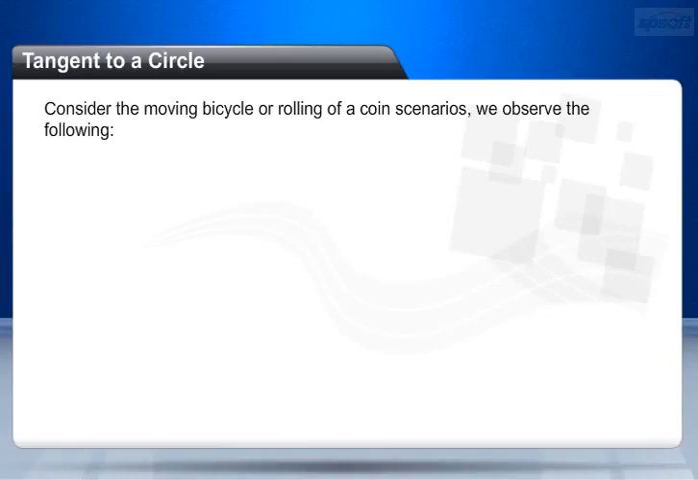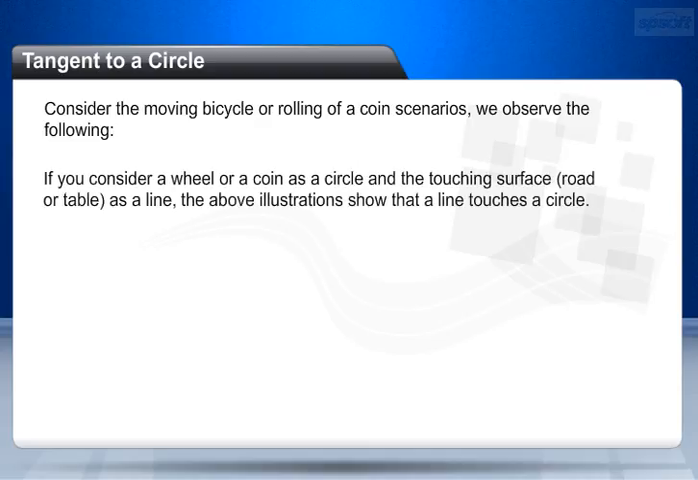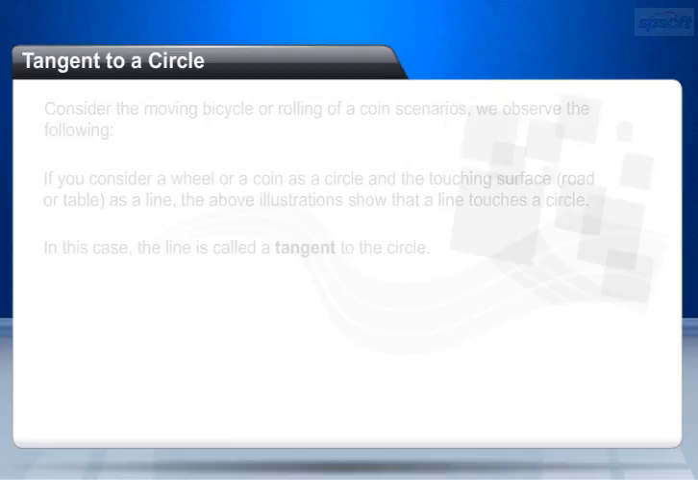Consider the moving bicycle, or rolling of a coin scenario. We observe the following. If you consider a wheel, or a coin, as a circle, and the touching surface, road or table, as a line, the given illustration shows that a line touches a circle. In this case, the line is called a tangent to the circle.